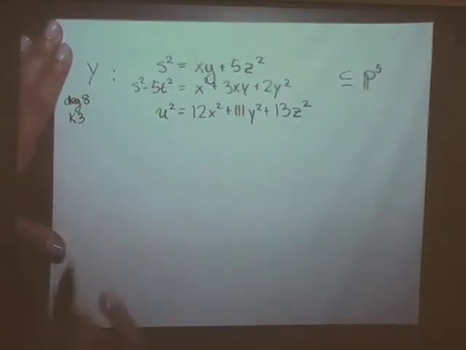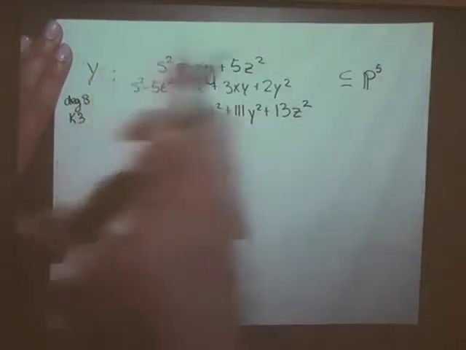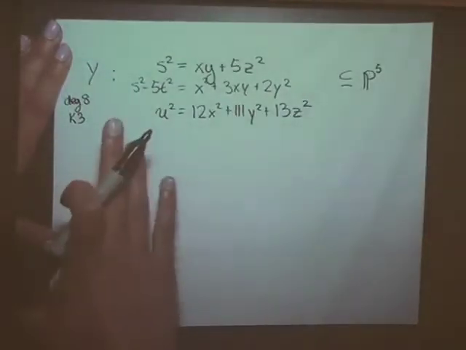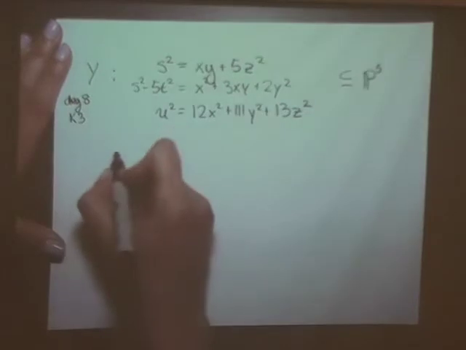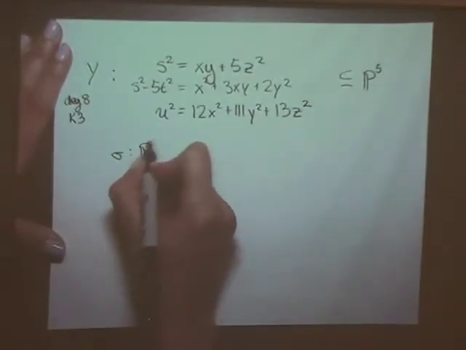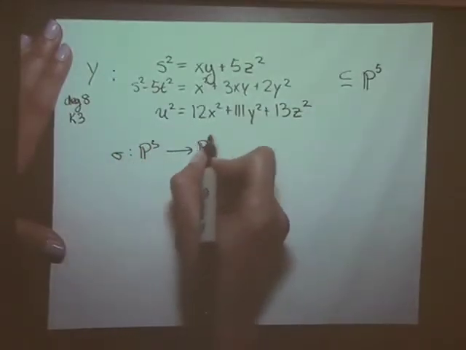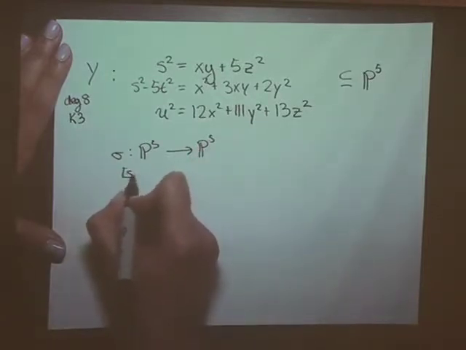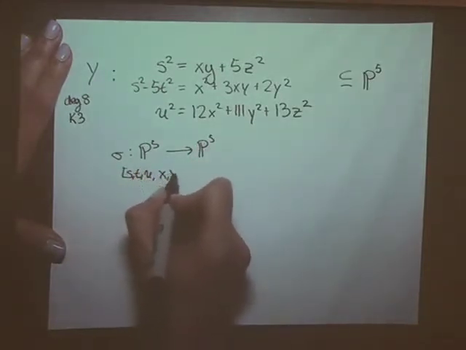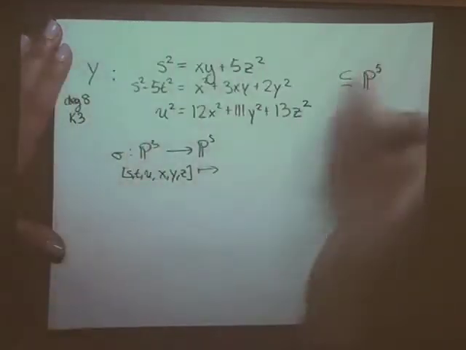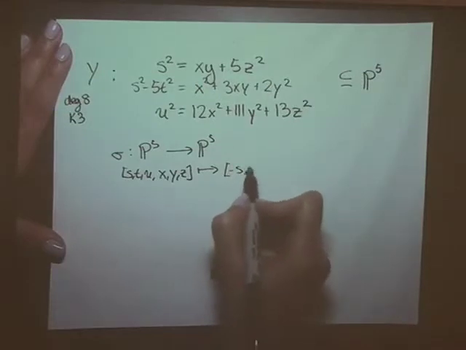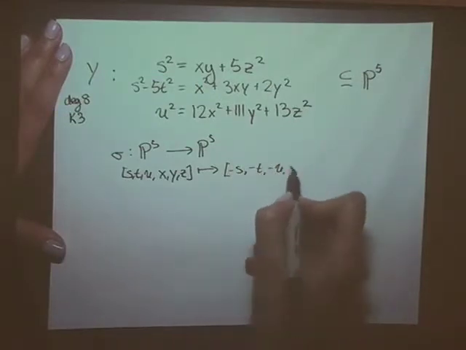The reason why I wrote the equations in this way, with this separation of variables, is because this kind of separation of variables is going to allow me to give a fixed point free involution, which will then give me an Enriques surface. And that's the variety I want to study. So consider the involution on P5 which flips the signs of three of the variables, either the ones on this side or the ones on that side. So let's just do minus s, minus t, minus u, x, y, z.